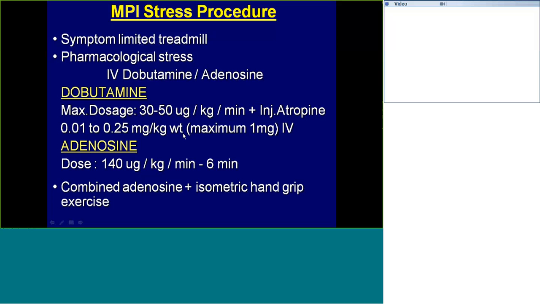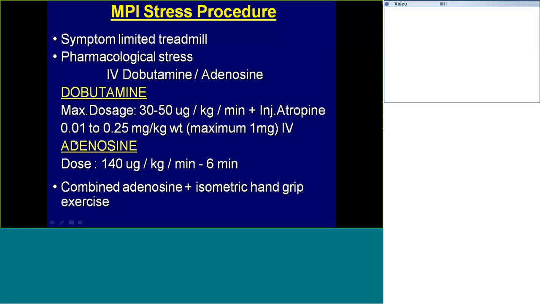So you start the dobutamine infusion using an infusion pump at 10 microgram per kilogram body weight. You go to 15, 20 up to a maximum of 50. At 50 microgram of dobutamine, you inject atropine if the target rate is still not achieved, and at the maximum or the peak pharmacological effect of the atropine and dobutamine, you inject the sestamibi or thallium, then do the stress imaging.